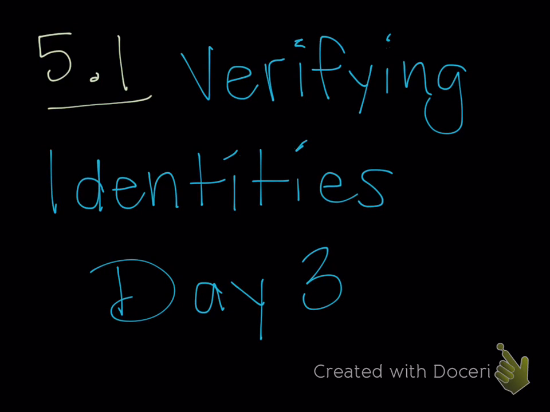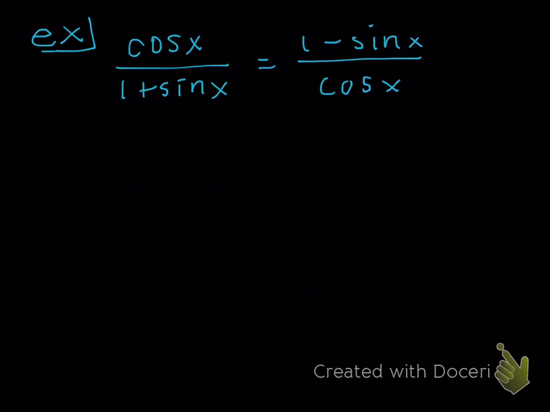Today we're going to again be in section 5.1 and we're on the third day of verifying identities. So for our first example, we have cosine of x all over 1 plus sine of x. This is equal to 1 minus sine of x all over cosine of x. So I'm doing this problem to kind of introduce a new strategy that we're going to use.